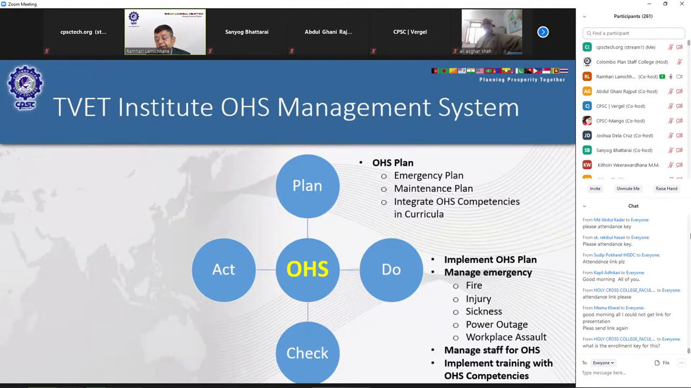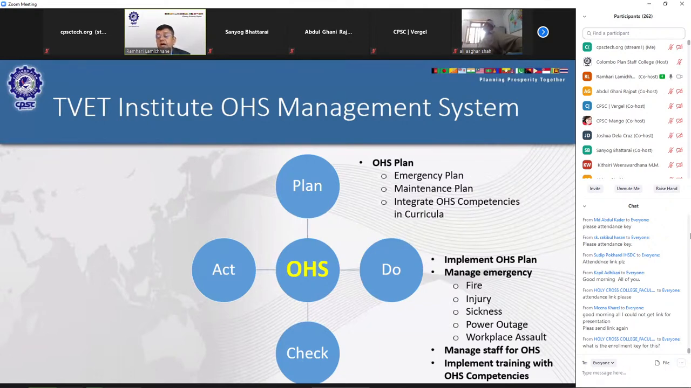Train means, for example, like in that video, every Monday morning they assemble, giving the emergency signal. That is a practice. So if it is not possible every week, maybe we have to do it once a month, something like that: emergency related assembly things. So manage staff for occupational health and safety, and implement training with OHS competencies. We have to give training to our instructors and our staff. Then only can they teach students properly.